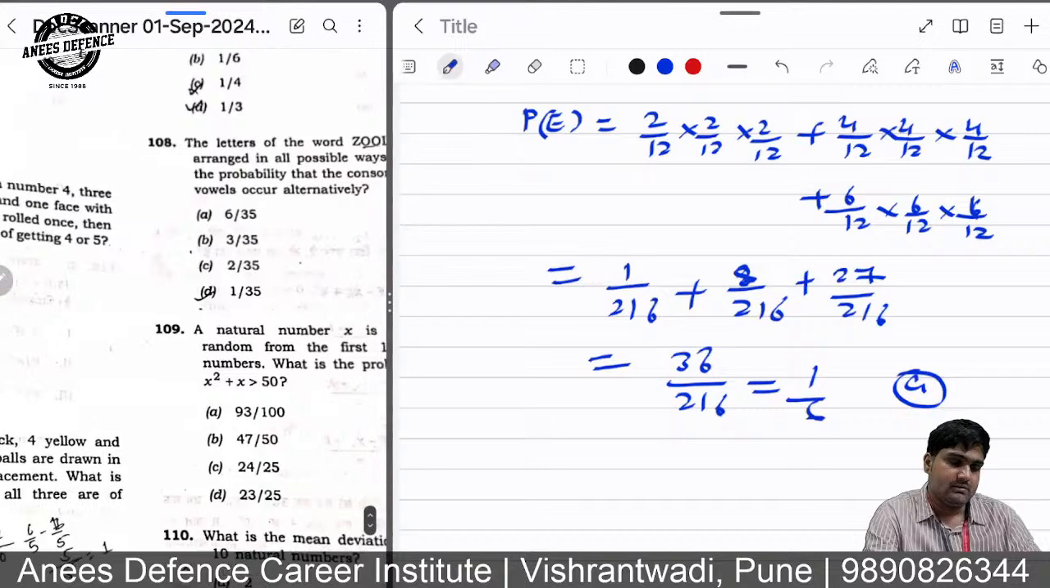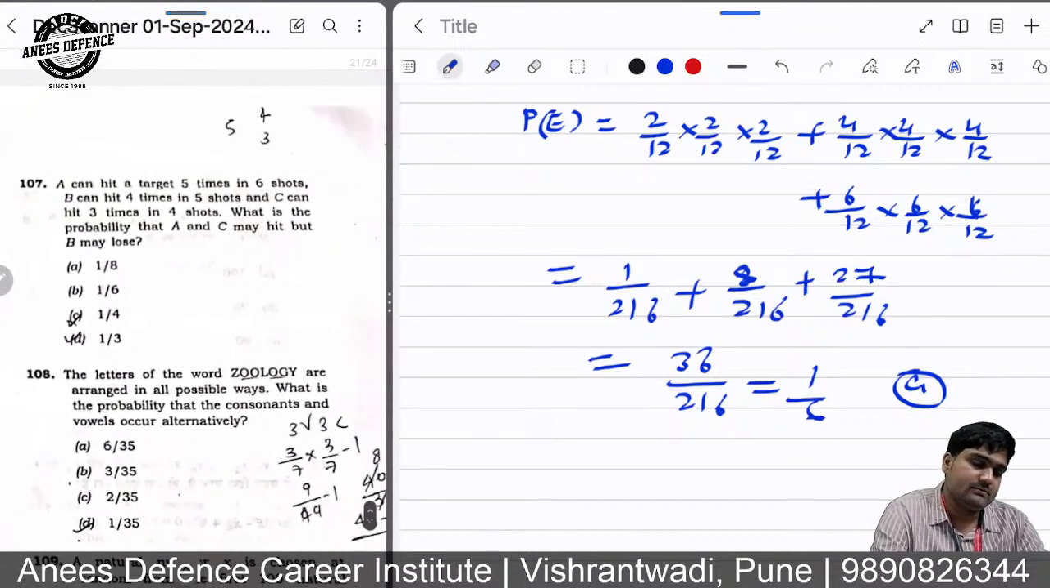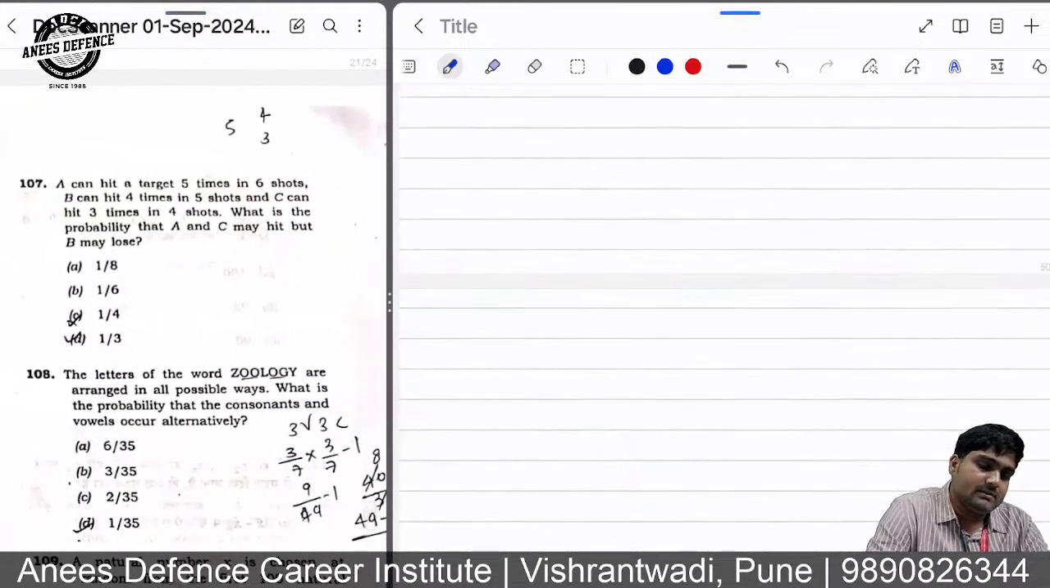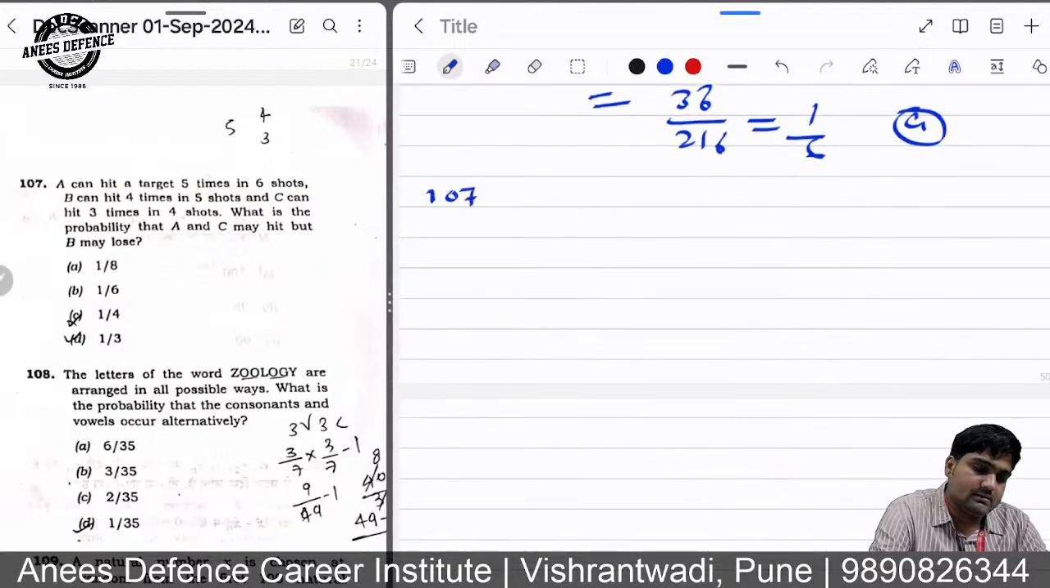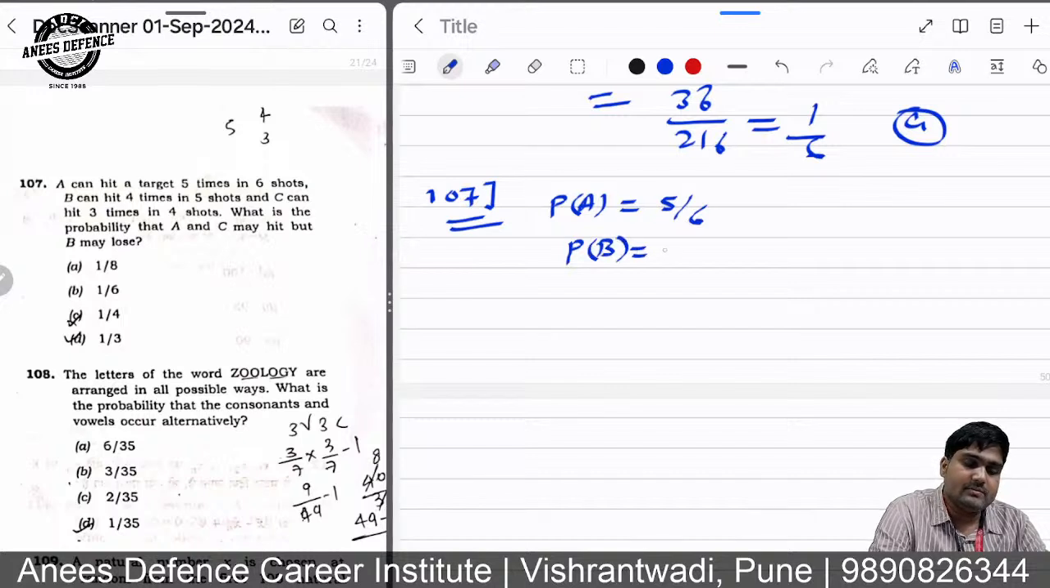Next question, 107. In this question, A can hit a target 5 times in 6 shots, so the probability of A is 5 by 6. The probability of B is 4 times in 5 shots, and the probability of C is 3 times in 4 shots. Here the events are exclusive. What is the probability that A and C hit the target but B misses?